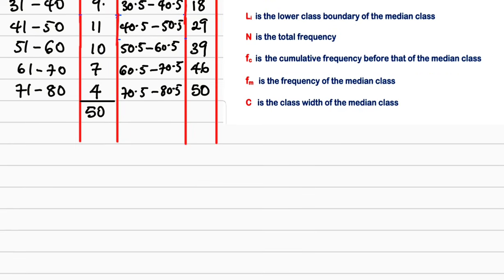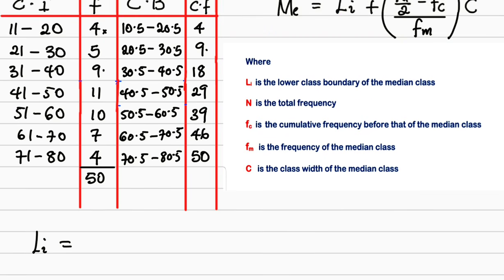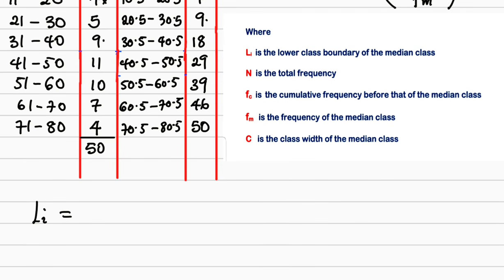Now let's start with the first one, which is Li. Now remember, we said Li is the lower class boundary of the median class. So one thing again is that how do we get to know the median class? Now this is how to get the median class. Please watch. Now the total frequency is N. So to get the median class, N over 2, this position. Now which is going to be 50 over 2. Okay, this is a position which is going to be the 25th, right?